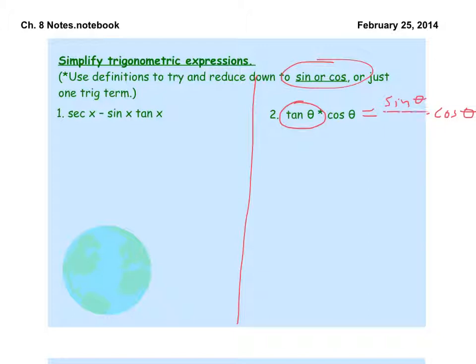that tangent is sine over cosine. Okay, so I'm going to take tangent of theta out and replace it with sine over cosine. Well, multiplying and dividing by cosine cancel, and all that's left is sine theta. Okay, which would tell us that tangent times cosine equals sine.